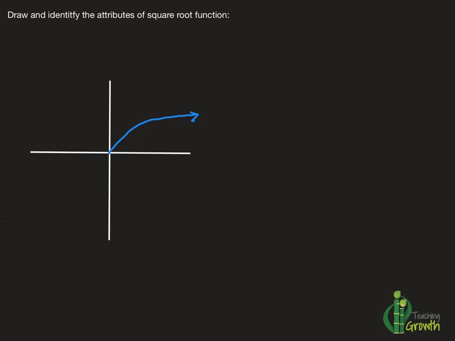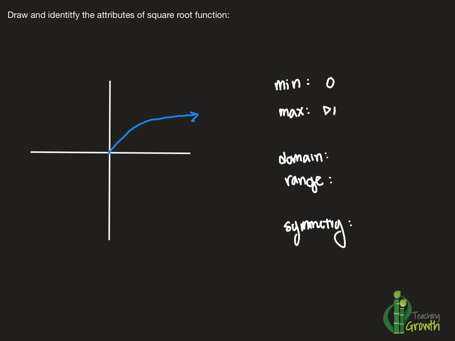Well, some common attributes that teachers commonly ask about, and these are attributes you'll need to know to pass your TEKS, are the minimum value, the maximum value, the domain, range, and symmetry of the function. Do you know the answers to all of these? Well, the minimum is going to be 0. The maximum does not exist, or is sometimes referred to as infinity.